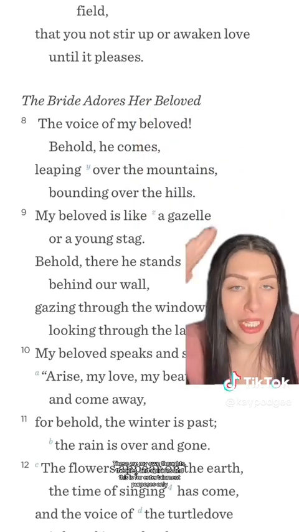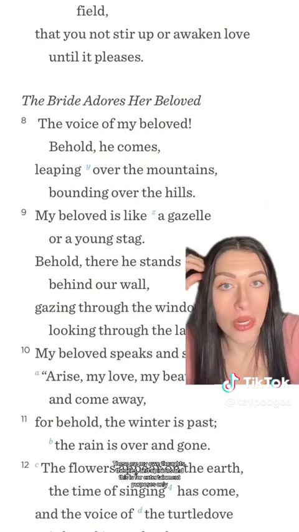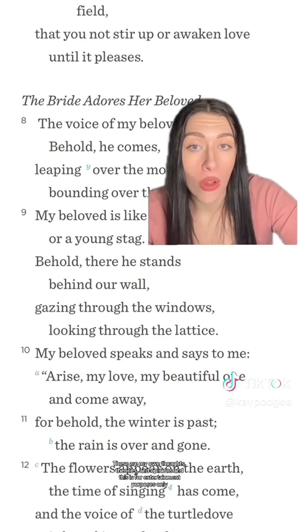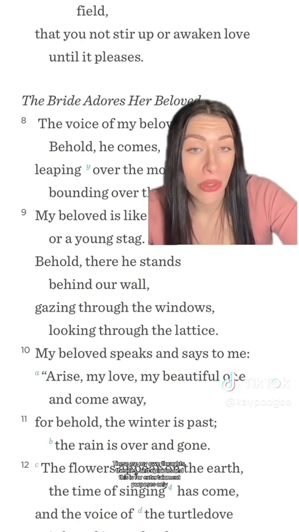So this is when he comes back for his bride. It says, "The voice of my beloved, behold, he comes leaping over the mountains, bounding over the hills. My beloved is like a gazelle or a young stag. There he stands behind our wall, gazing through the windows, looking through the lattice."